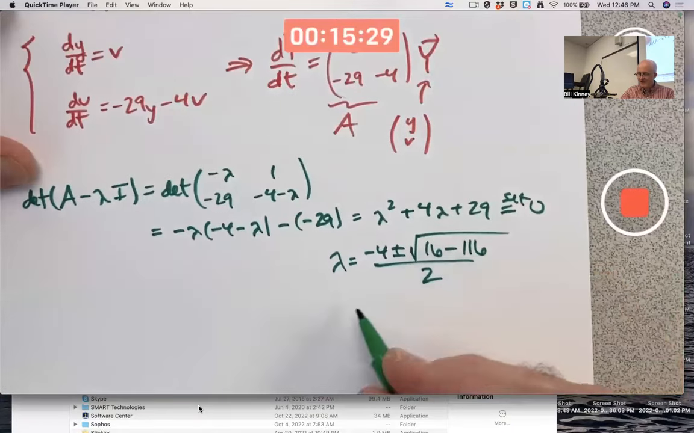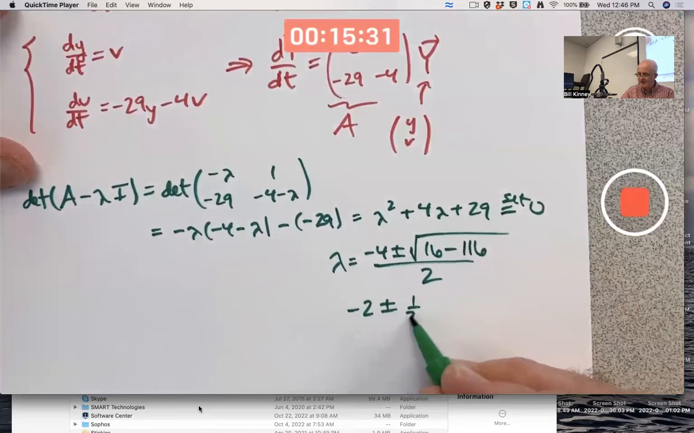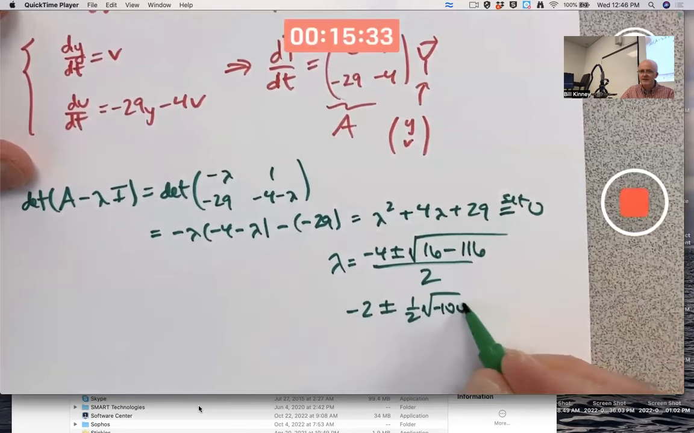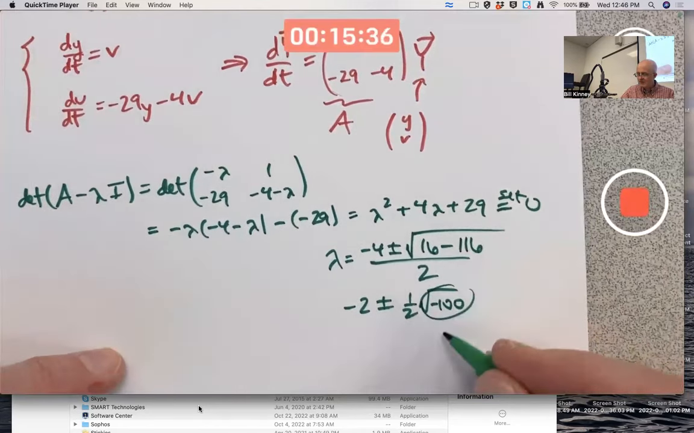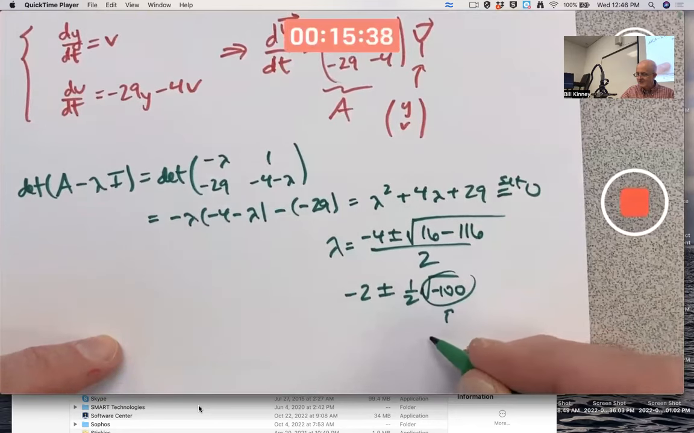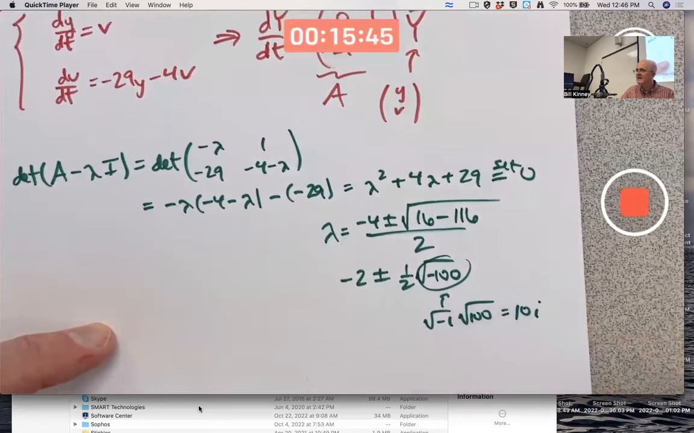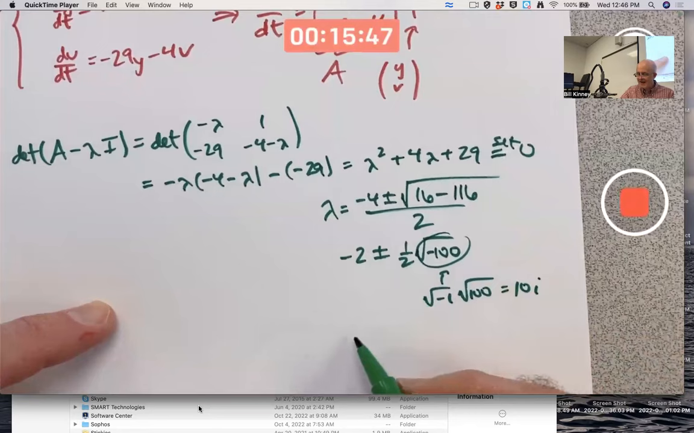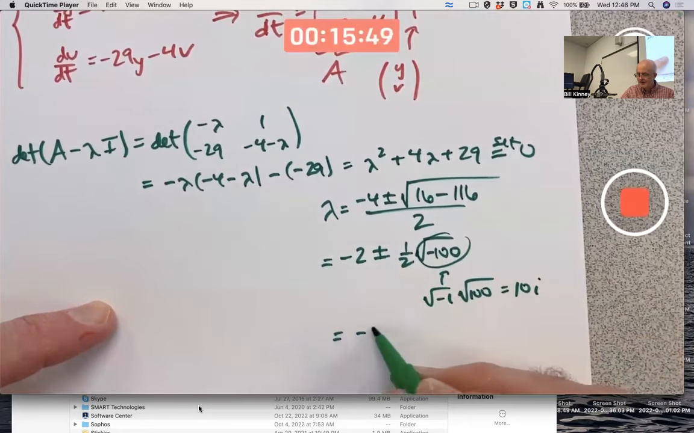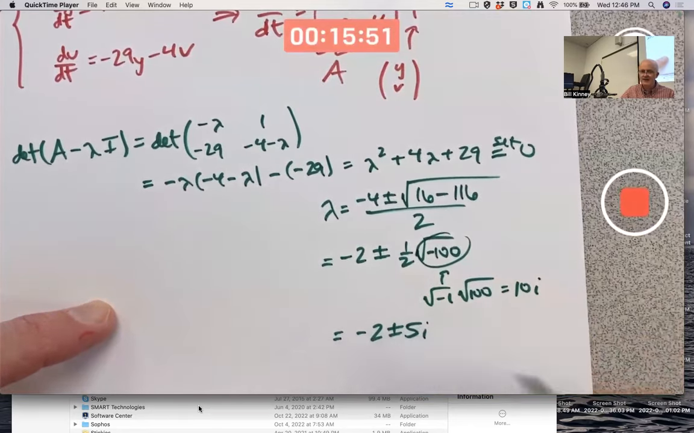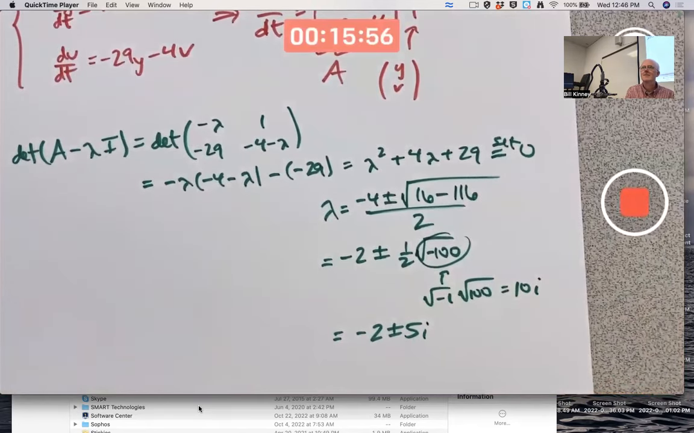Split that into two fractions: negative 2 plus or minus 1/2 square root of negative 100. The square root of negative 100 is the square root of negative 1 times the square root of 100, which is 10i. Multiply that by 1/2, and you get negative 2 plus or minus 5i. So yes, the eigenvalues are negative 2 plus or minus 5i.